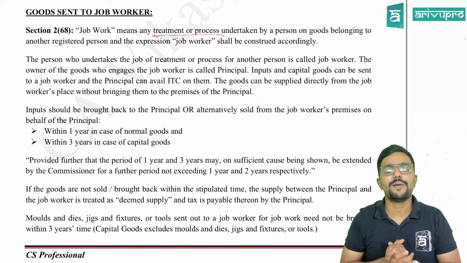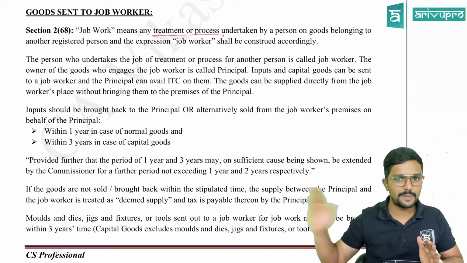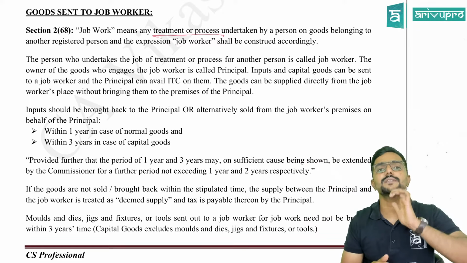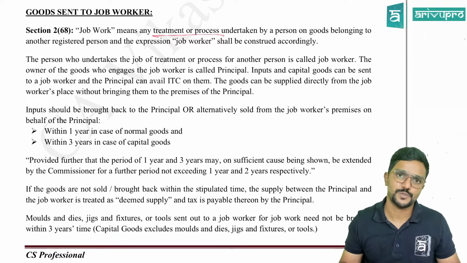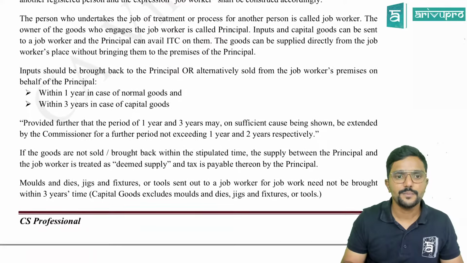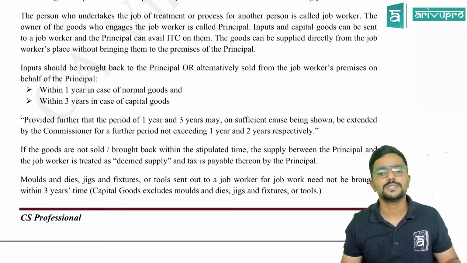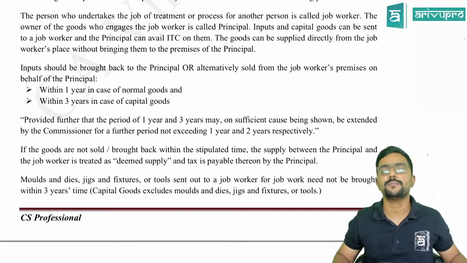Input should be brought back to the principal, or alternatively it can be sold from the job worker's premises on behalf of the principal within 1 year in case of normal goods and within 3 years in case of capital goods. Clear? Provided further that a period of 1 year and 3 years may, on sufficient cause being shown, be extended by the commissioner for a further period not exceeding 1 year and 2 years respectively.